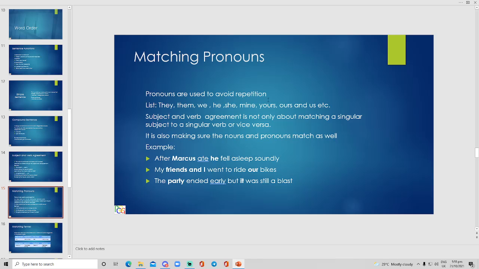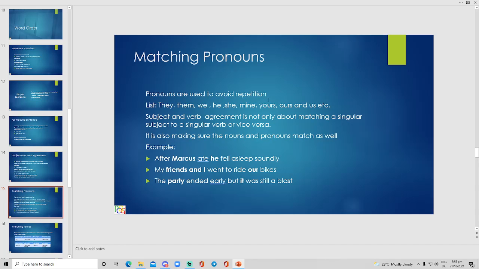So if I said my next example, my friends and I went to ride our bikes. We can't say ride we bikes or ride they bikes because the bikes are ours and there are two of us, so we say our. My friends and I, subject, and the pronoun to match, our bikes. Last example, the party ended early, but it was still a blast. Now this is a thing. So a party is a thing, and usually when we refer to things in the pronoun form, we say it. Alright, so the party ended early, but it was still a blast.